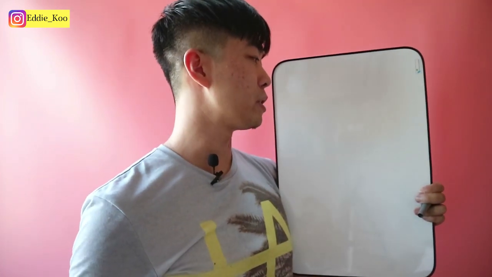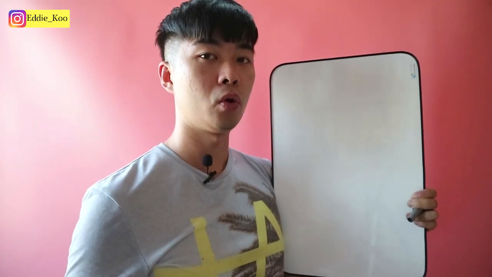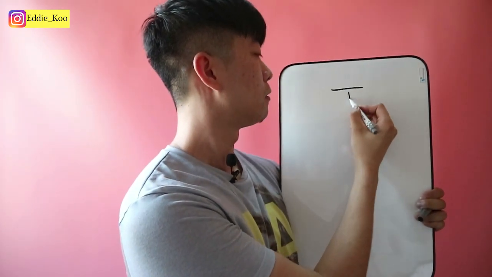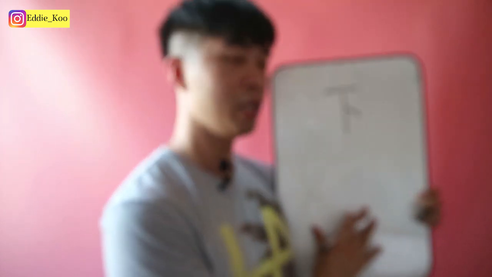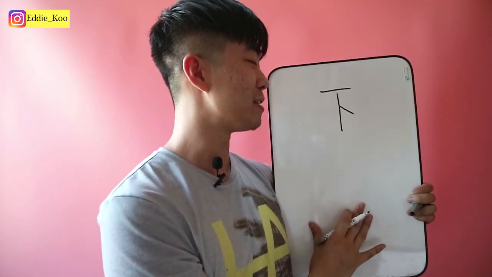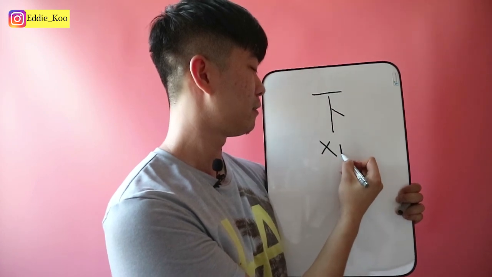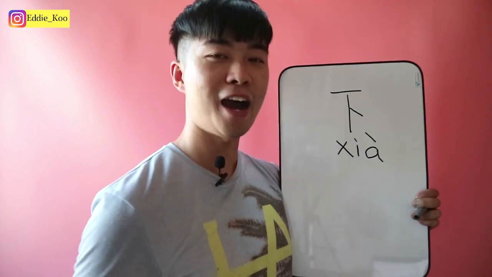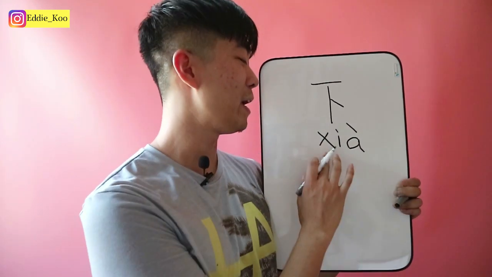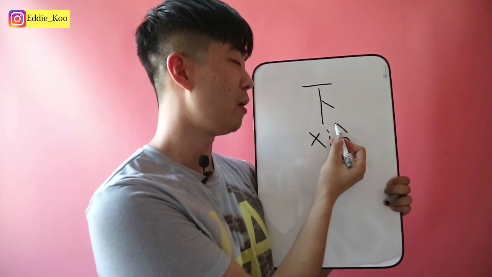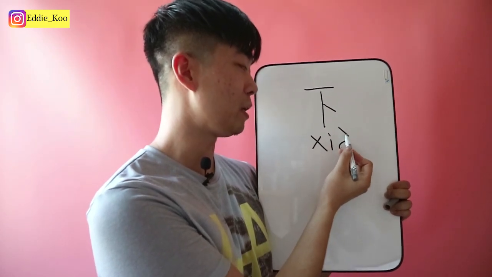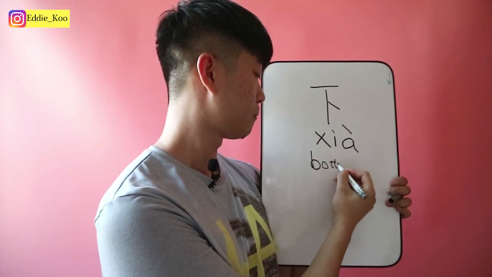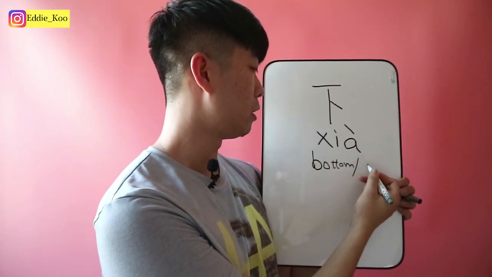The next character we're gonna study is bottom or down. It looks like this. It's done. And how to pronounce it, it's called 下. 下 with the fourth tone, XIA, and then the falling tone symbol is here. Now, 下, it means bottom or down.